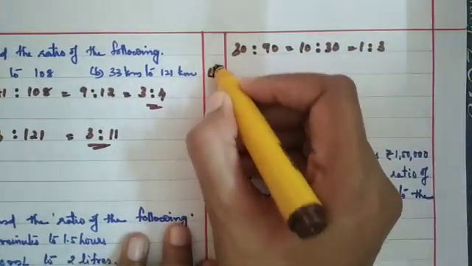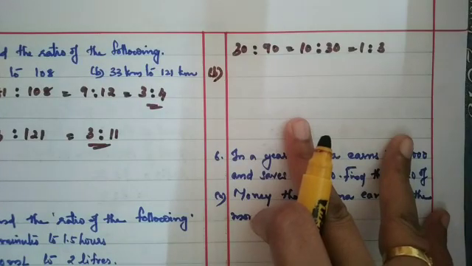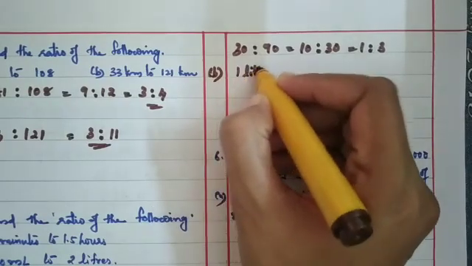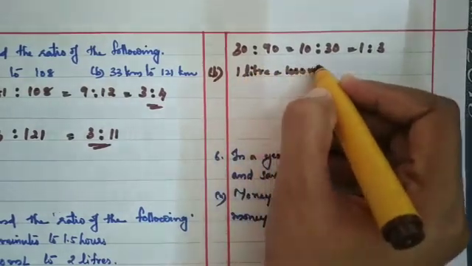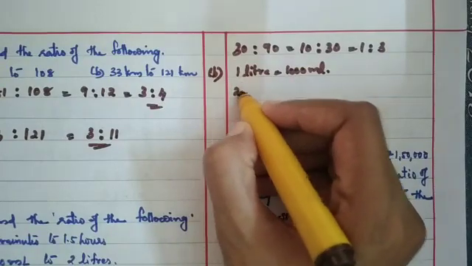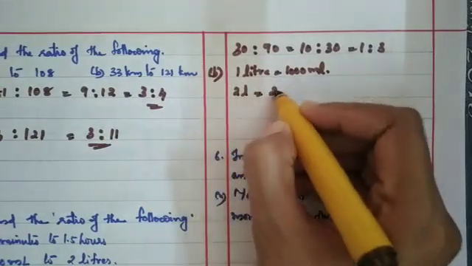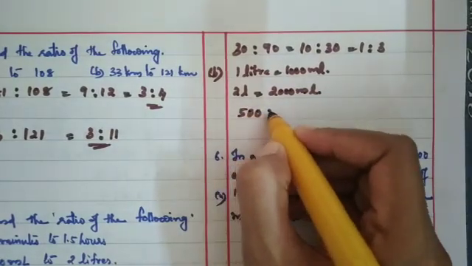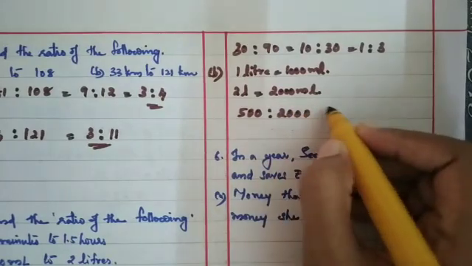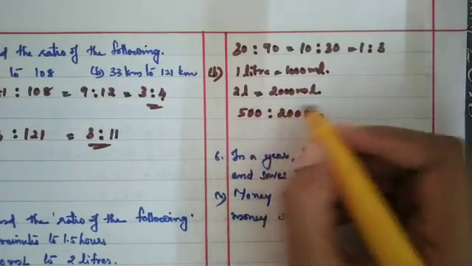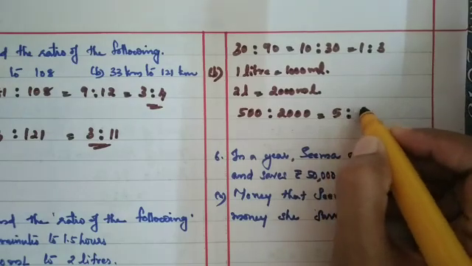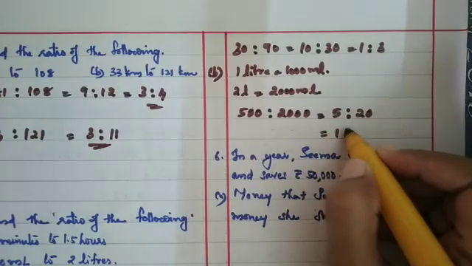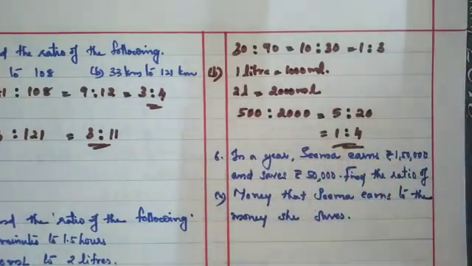Okay. Then next, B question. 500 ml to 2 liters. 1 liter equals 1000 milliliter. You have to change it, 2 liters equals 2000 milliliter. To write the ratio, 500 is to 2000. 100 is the common factor. 5 is to 20. Then again 5 is the common factor. 1 is to 4. 1 is to 4 is the ratio.